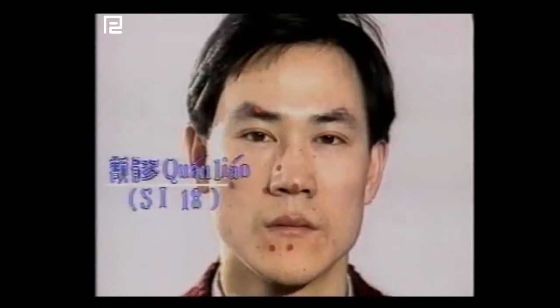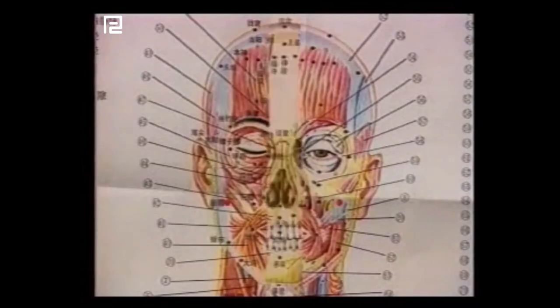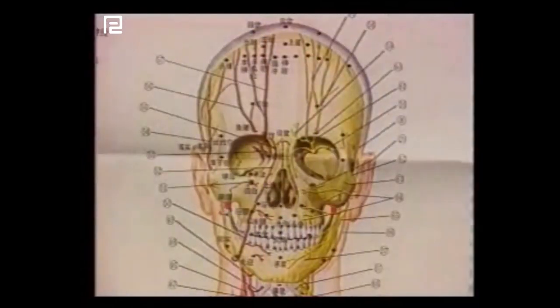Location: on the face, directly below the outer canthus, in the depression below the zygomatic bone. Indication: facial paralysis, twitching of the eyelid, pain under the eyes, and toothache. Methods: puncture 0.2 to 0.3 tun, or puncture horizontally, 0.5 to 1 tun.